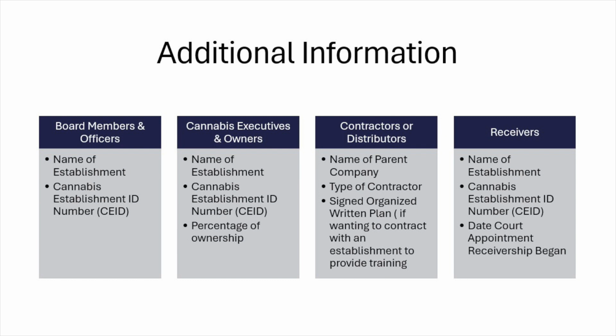If applying as an executive or owner, you'll need the establishment name, CEID, and the percentage ownership you have in the cannabis business. Contractors and distributors will need to provide the name of their parent company and identify what type of contractor you are. A signed and written plan must be submitted if you'll be providing training. Finally, receivers need the name of the establishment, the CEID, and the date their court-appointed receivership began.